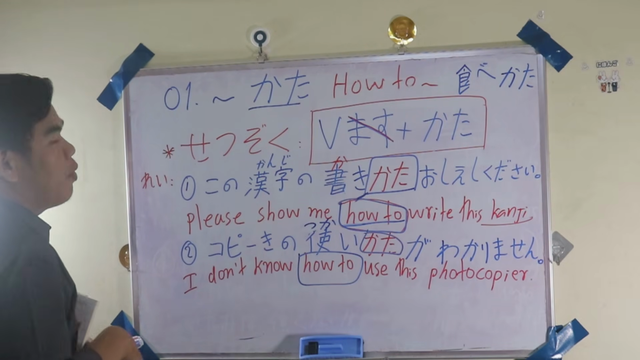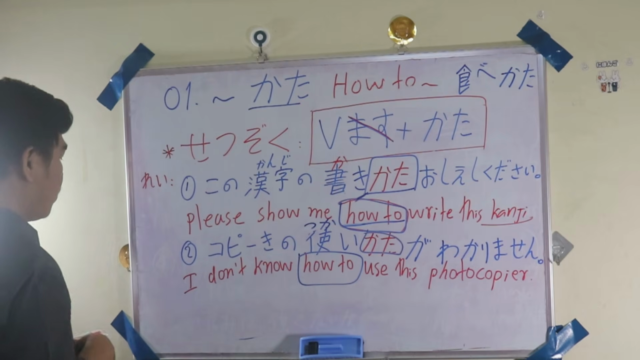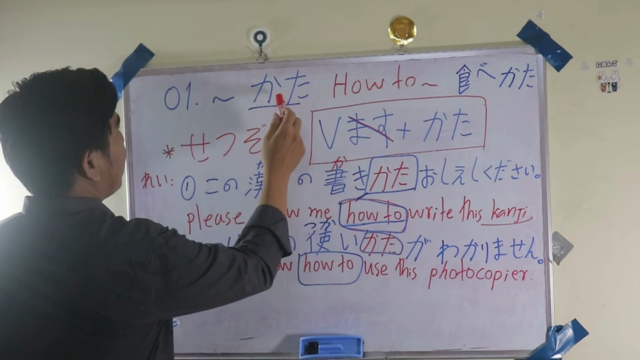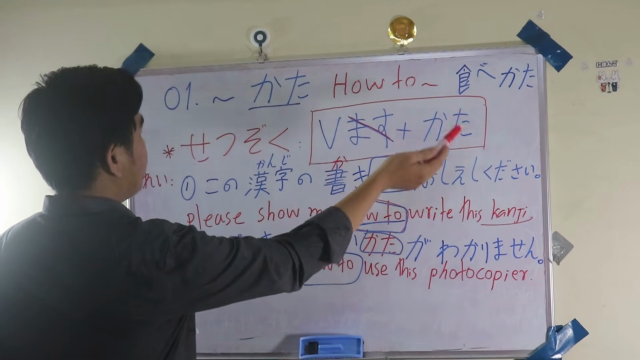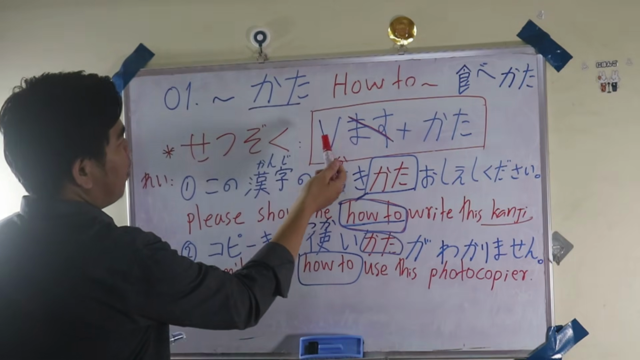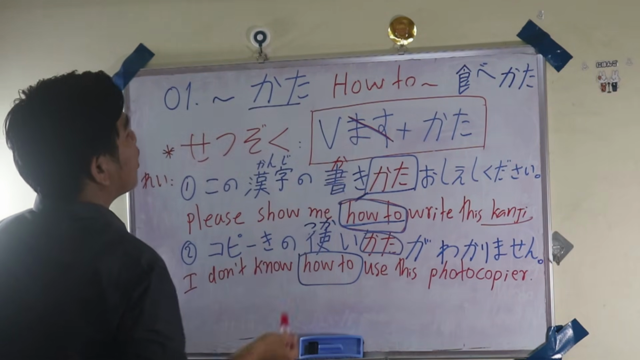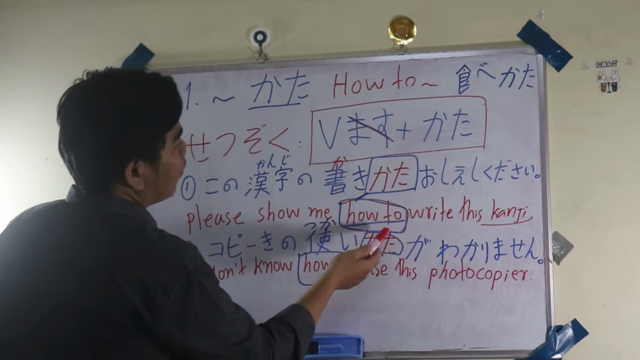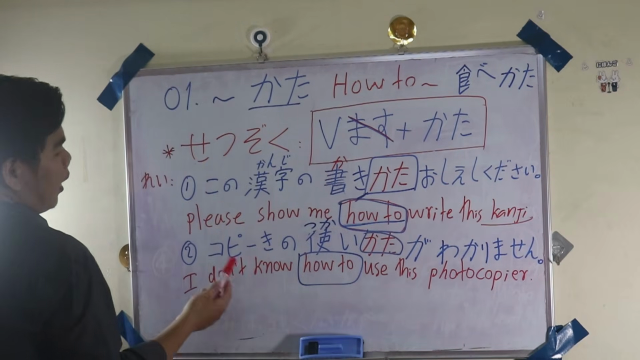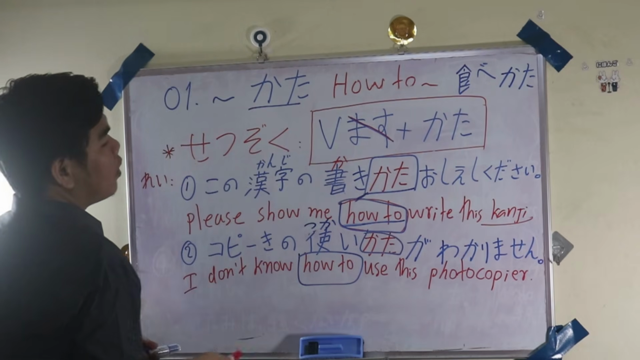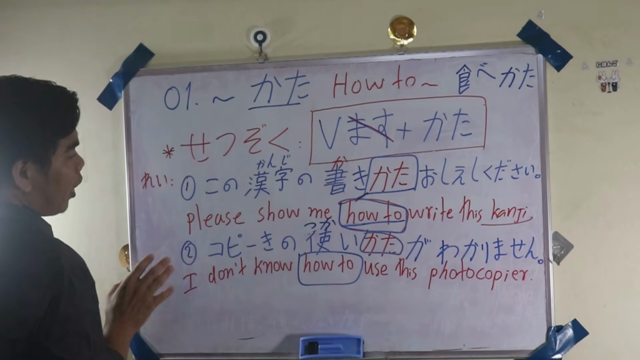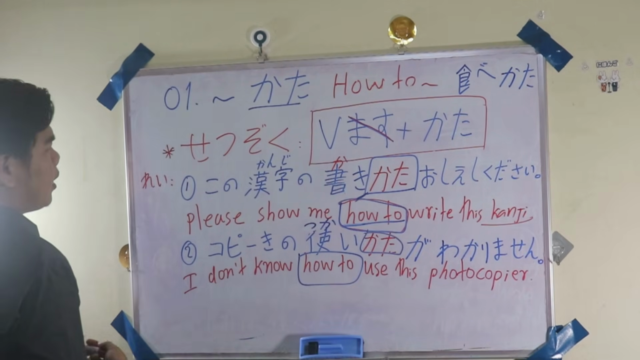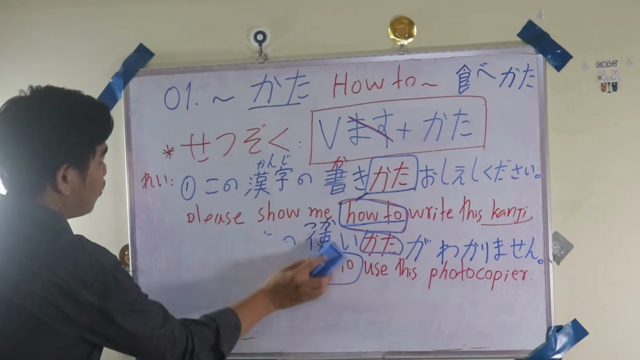Okay, let me review again. I explain again that kata means how to. This is the connection: verb masu plus kata. この漢字の書き方を教えてください。 Please show me how to write this kanji character. And then number 2, コピー機の使い方がわかりません。 I don't know how to use this photocopier. Okay, so you try to decide together.